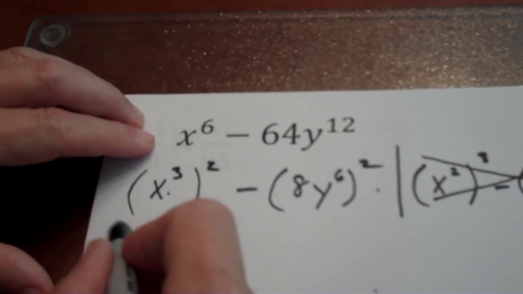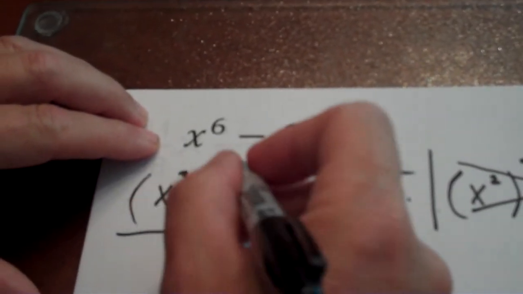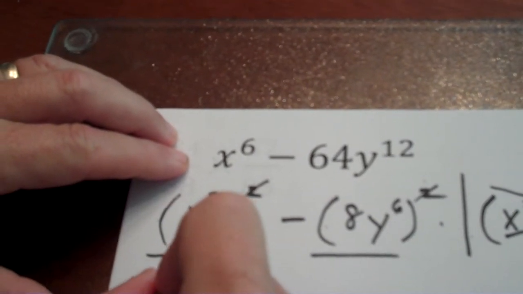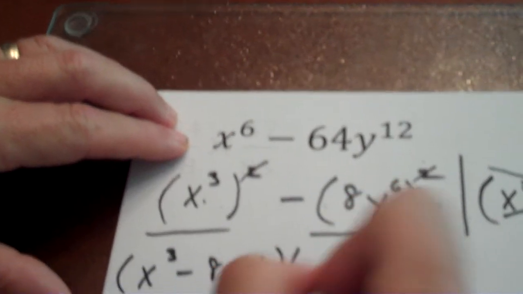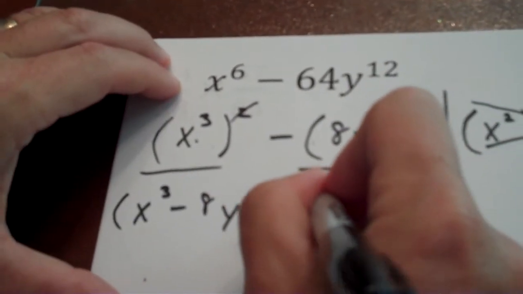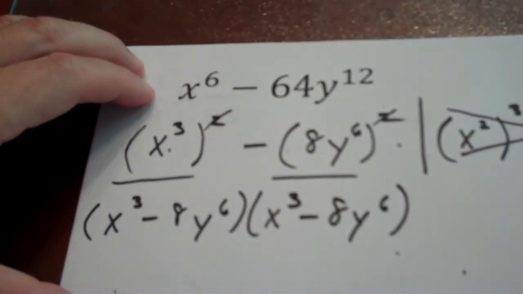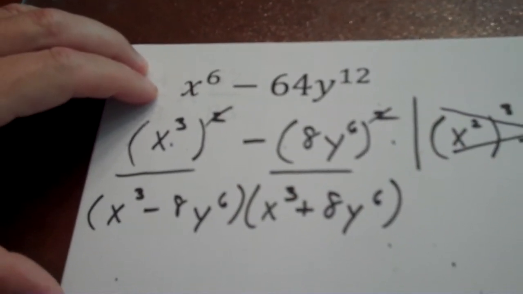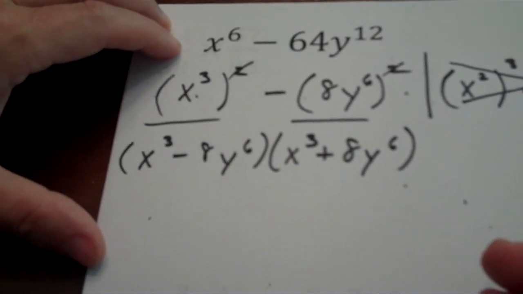So how do I do difference of squares? Now that I've determined that's what I want to do, frankly, I just take off the squares, and that's my first parenthesis. X cubed minus 8x to the sixth. The other parenthesis is exactly the same, with one little change, a plus sign. So, I'm done. Well, not really. Not if you're paying attention.